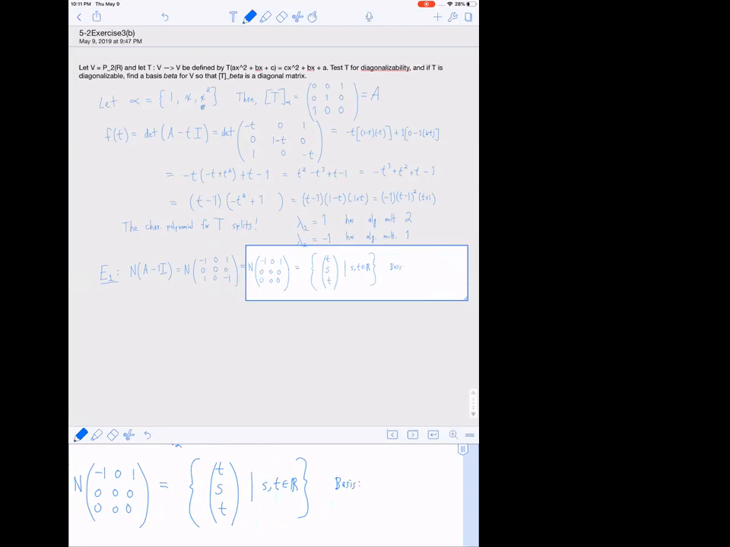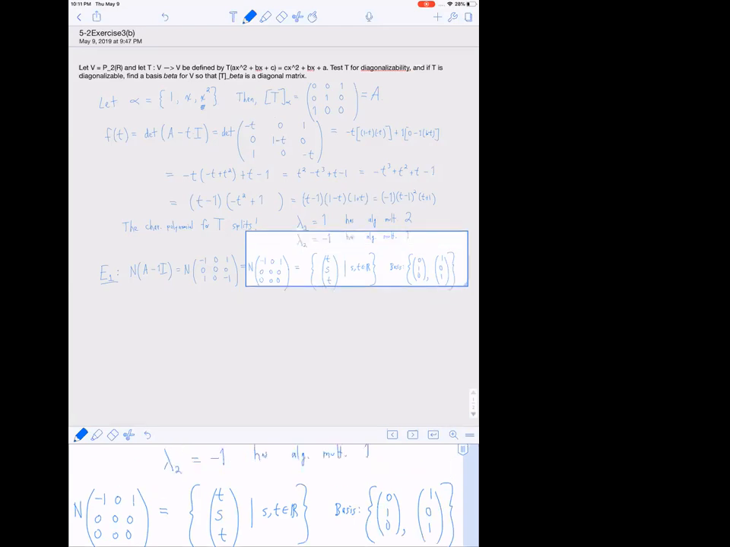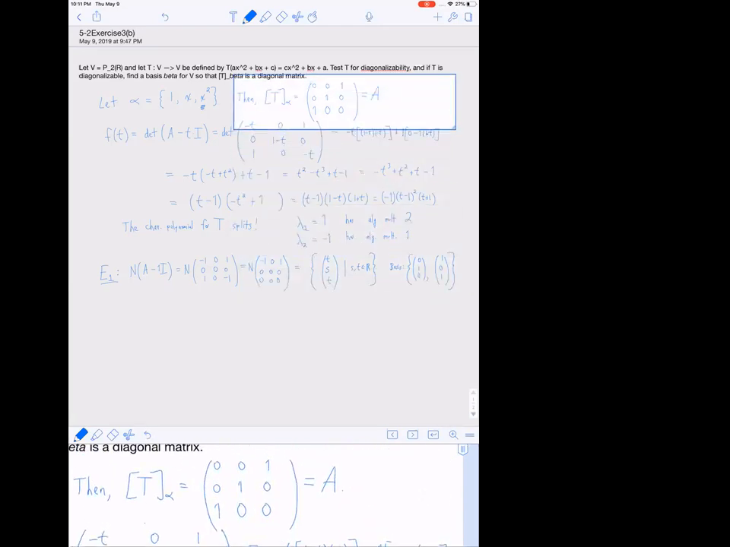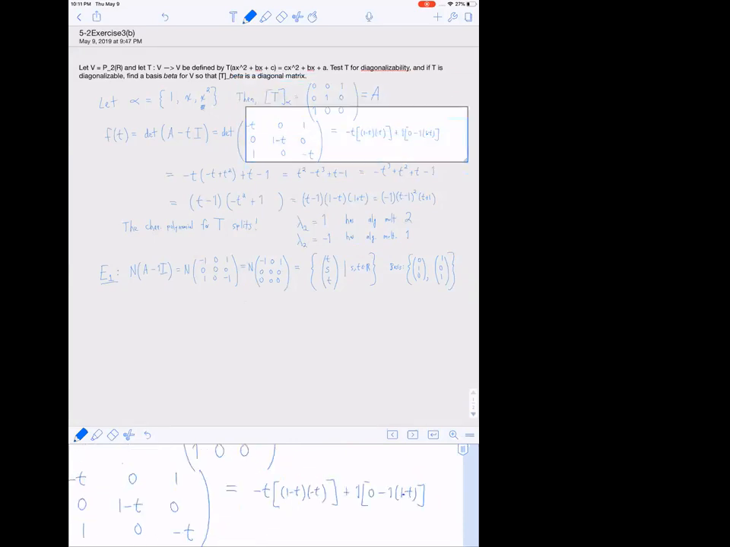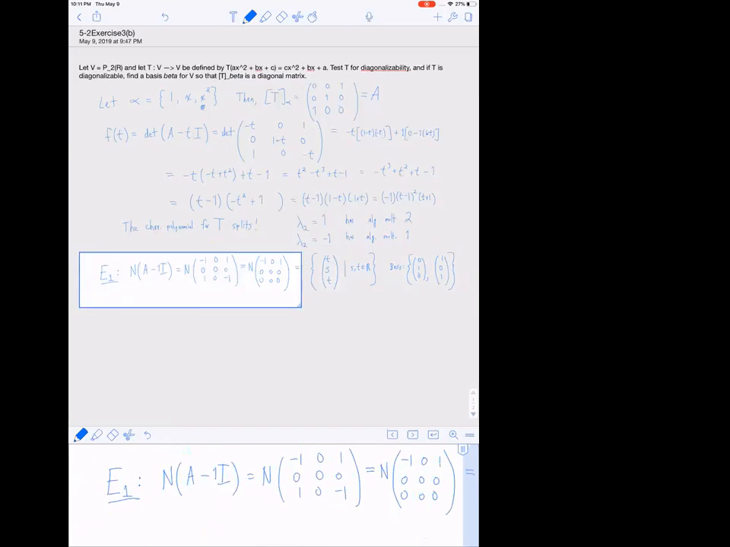For instance, if we let s be 1 and t be 0, then we'd get the vector 0, 1, 0. And if instead we let t be 1 and s be 0, we'd get the vector 1, 0, 1. And a quick check to see whether or not these are in fact eigenvectors of that matrix reveals quickly that yes, in fact, they are eigenvectors with eigenvalue 1.